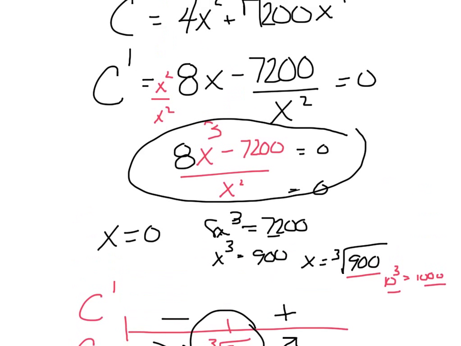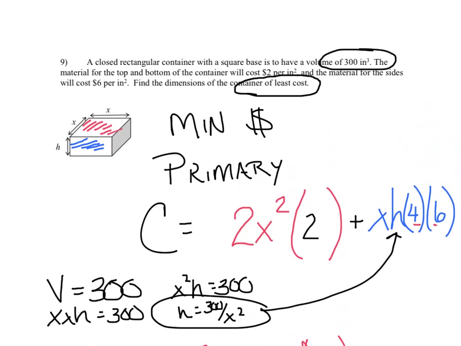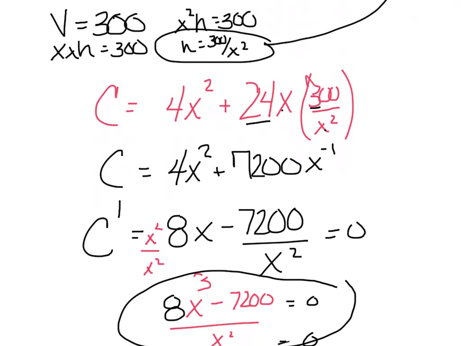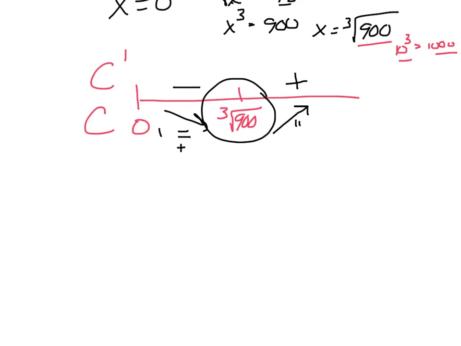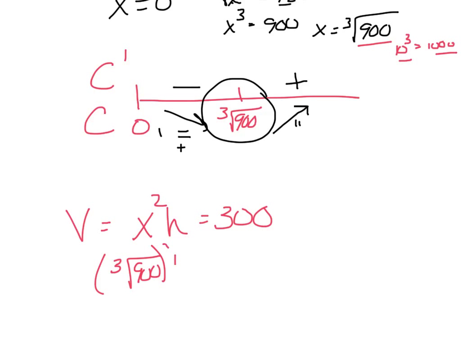And again, I'm just going to go back and make sure I answer the question. Find the dimensions of the container. So I know the x value is the cubed root of 900, and my volume was x squared h equals 300. And obviously you're just plugging this back in: the cubed root of 900 squared times h equals 300. Solve for h and you've got your answer there, the dimensions of the container.